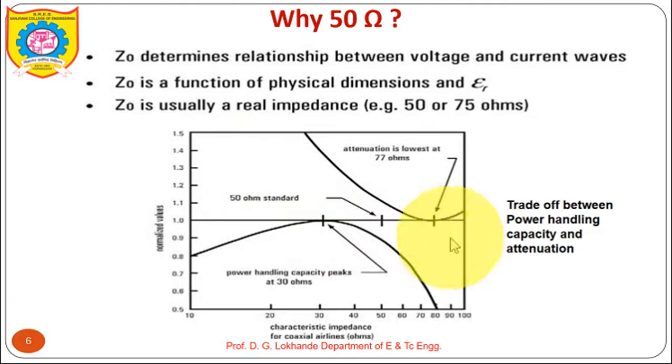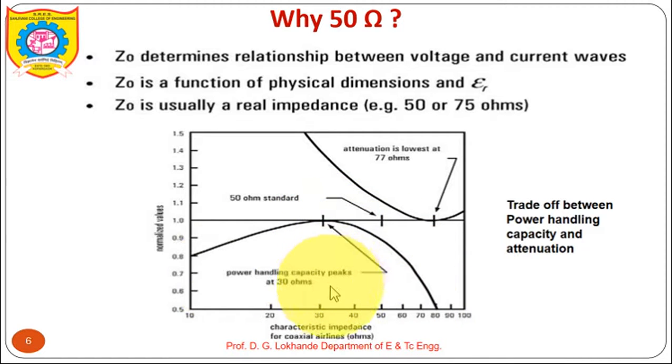Now here is a graph showing the characteristic impedance changing from 10 to 100, and the normalized value is available from 0.5 to 1.5, with the normalized value 1 here. Two important parameters we focus on. The number one is the power handling capacity, the peak value. This is the curve that grows up, reaches the maximum normalized value, and then drops.